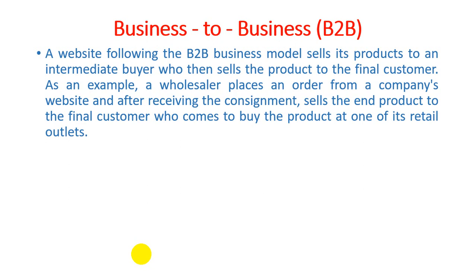the wholesaler places an order from the company's website, and after receiving the consignment or the group of products, sells that end product to the final customer who comes to buy the product at one of its retail outlets. It means a wholesaler is also a business person who can sell a product, but they buy from another organization, which is a manufacturer. So in short, we can say that business to business is nothing but a manufacturer and wholesaler communication chain.